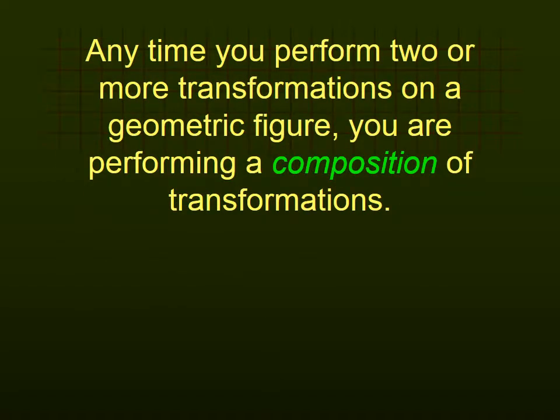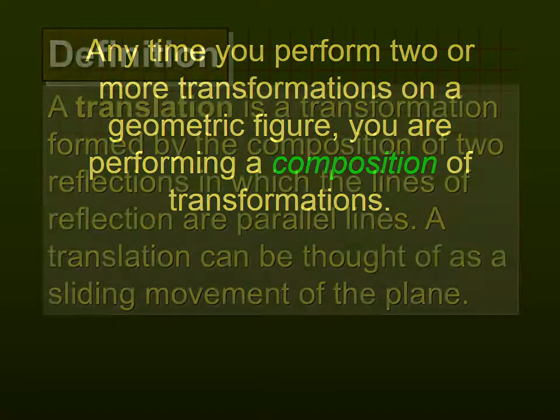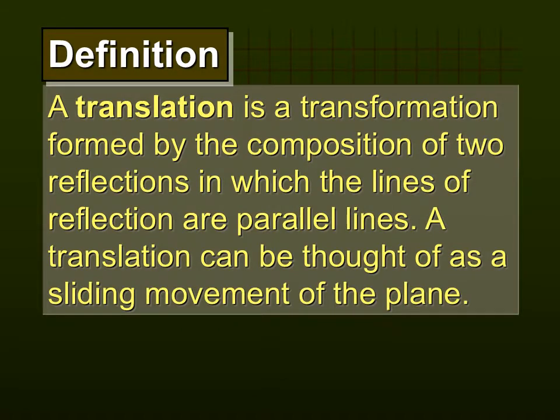Okay, so anytime you perform two or more transformations on a geometric figure, you're performing a composition of transformations. So anytime you transform a figure two times or more, it's called a composition. So think of a piece of music, a composition. It's pieces put together. So we're doing a transformation and then another transformation and another transformation, and it's composing our final piece, right? So let's look at the definition of translation.